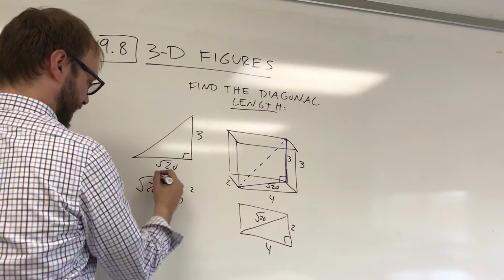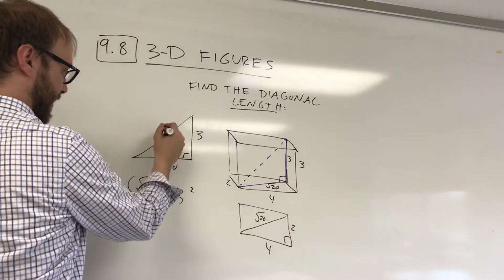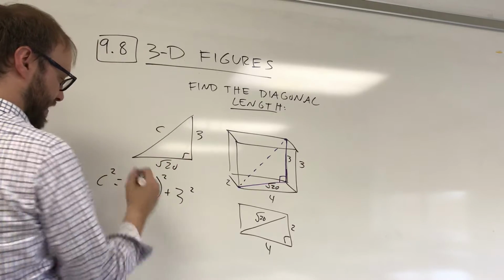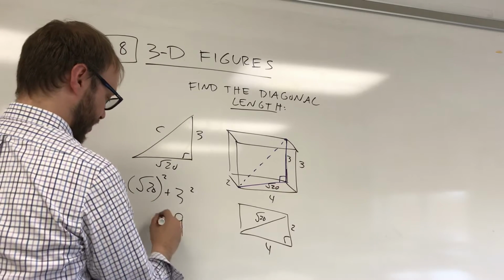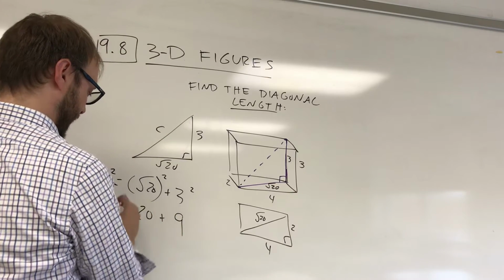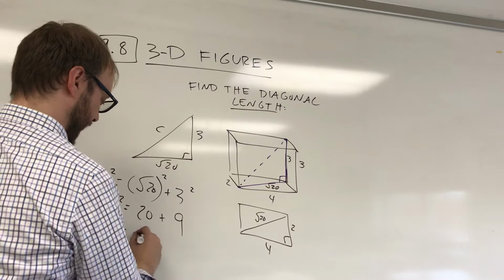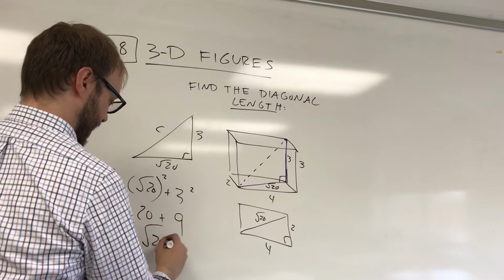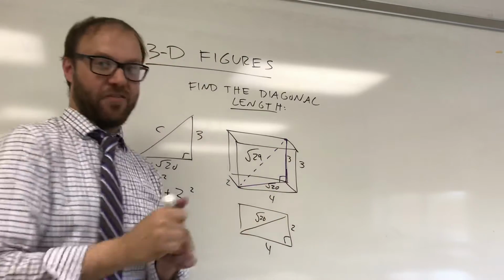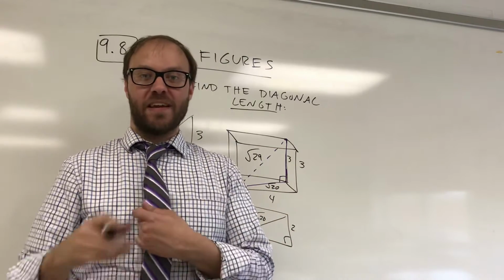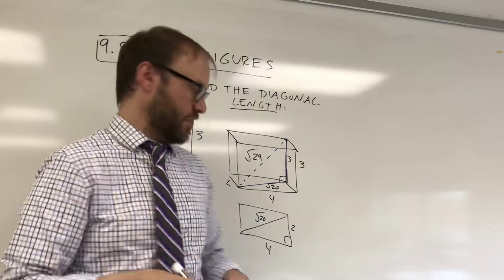Just going to knock out the square root, and that's going to be equal to c squared. Okay, that's 9. Square root of 20 squared is just 20. Okay, so c squared is going to be 29. That means c is going to be the square root of 29. Okay, and that's our missing diagonal length. Square root of 29 doesn't break down, so you don't need to worry about simplifying it.